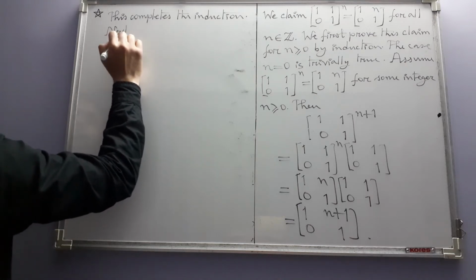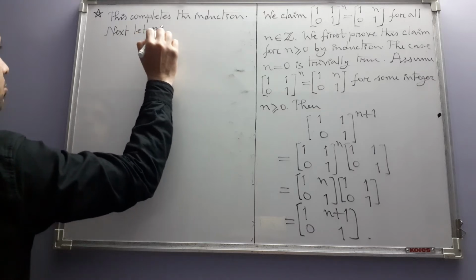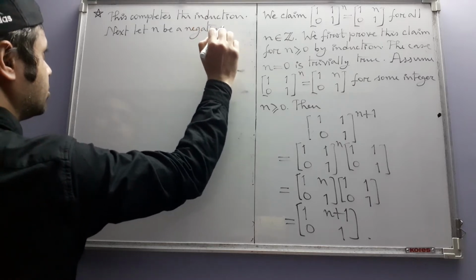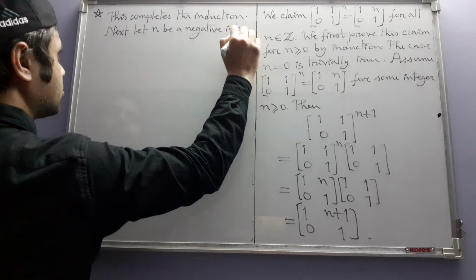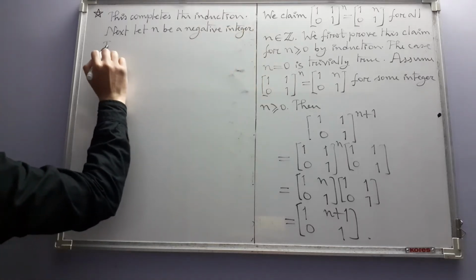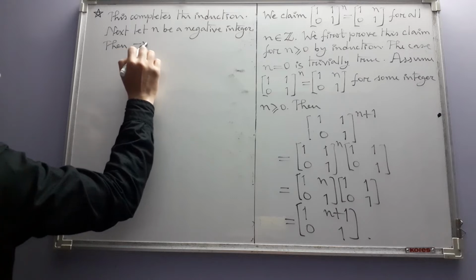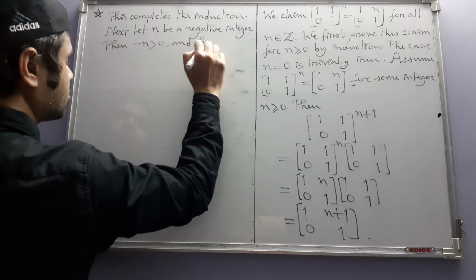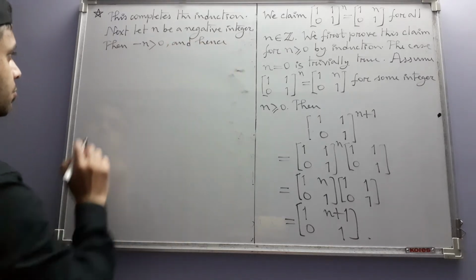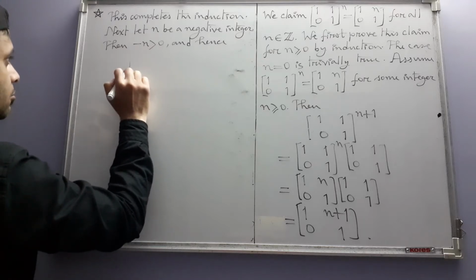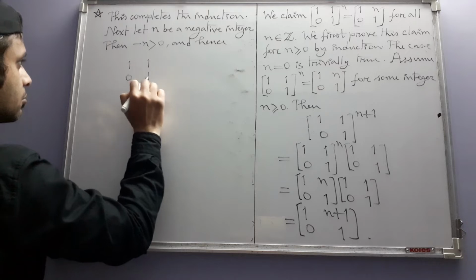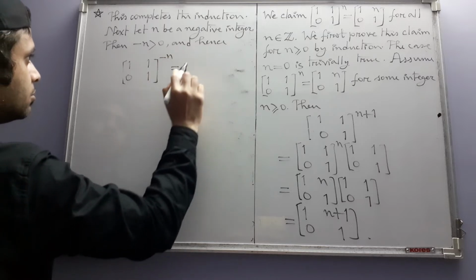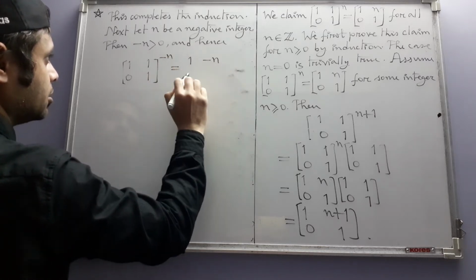Next, let n be a negative integer. Then minus n is a positive integer, and hence, by what we have already proved here, this matrix to the power minus n is equal to this.